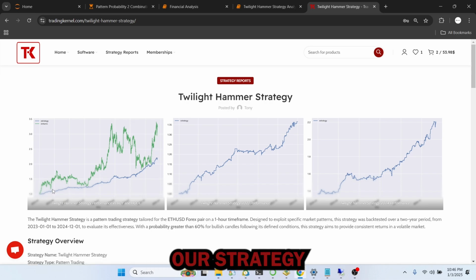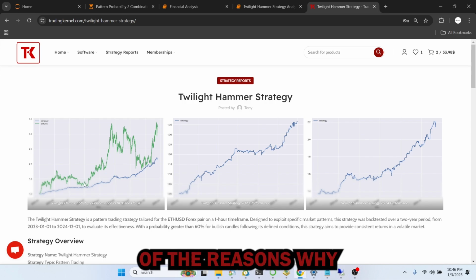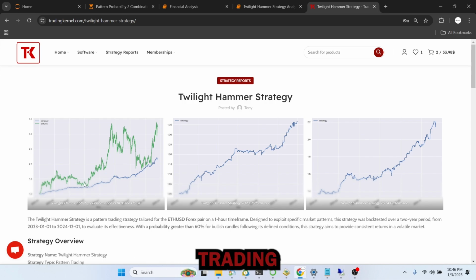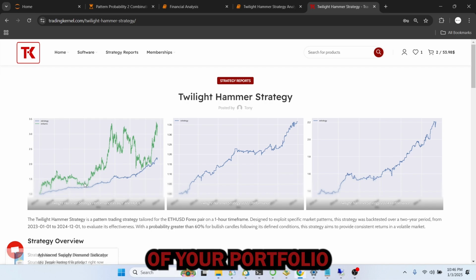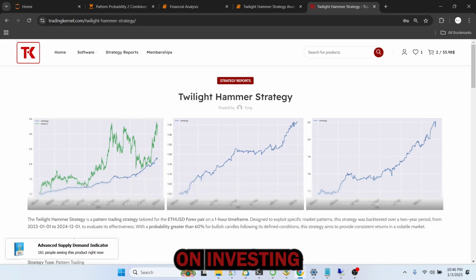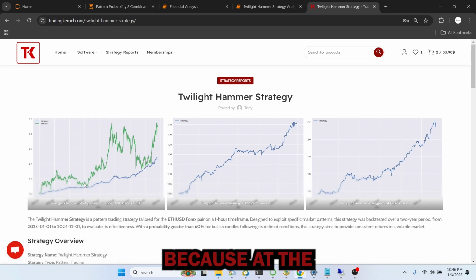As you can see, our strategy underperformed the default buy and hold, and this is one of the reasons why I tell a lot of traders, if you have a trading portfolio, make sure that whatever trading you're doing, let's say swing trading or day trading, doesn't take up more than 25% of your overall portfolio. At least 60 to 70% of your portfolio should be based on investing or position trading, because at the end of the day, over a long period of time, if you buy and hold assets like the Nasdaq or the SPX, they would usually outperform a lot of trading strategies.